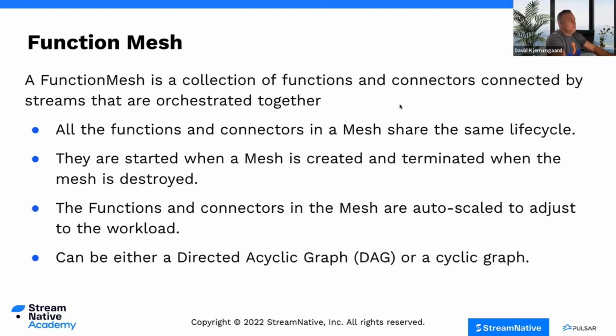So what is a function mesh? It is just a collection of functions and connectors that are connected by streams that are all orchestrated together. So you can think of it as a large DAG, or directed acyclic graph, although I guess cycles technically could exist in them, but it doesn't really make that much sense to have a cyclical graph in there. You can think of it as a mesh: data comes in from this particular source, goes to this input topic or stream. There's a function that processes it, writes it to another stream, another function that consumes it from there, and then eventually writes it to a sink and pushes it back out, for example, right?